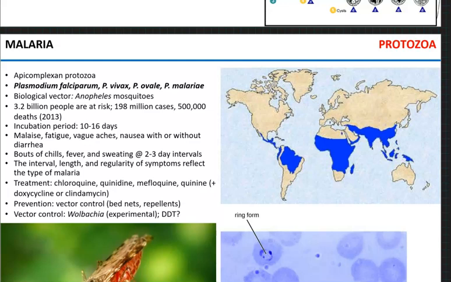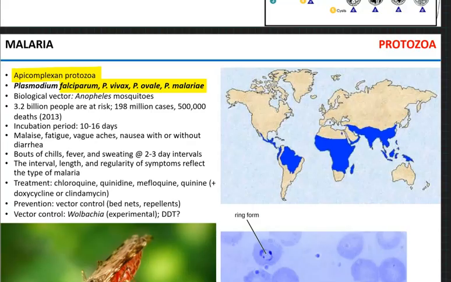Okay? So apicomplexa, not moving, obligate parasite. Human disease is caused by 4 different species of the genus Plasmodium. You do not need to know. Richard is probably going to be bored because he knows all of that already. So Plasmodium causes malaria. You don't need to know which 4 species.